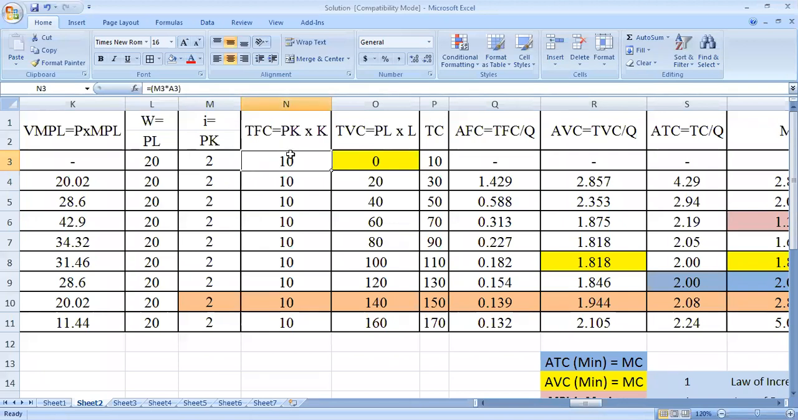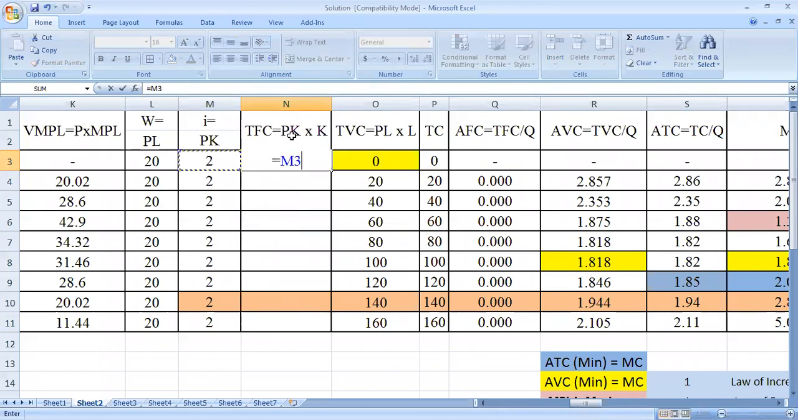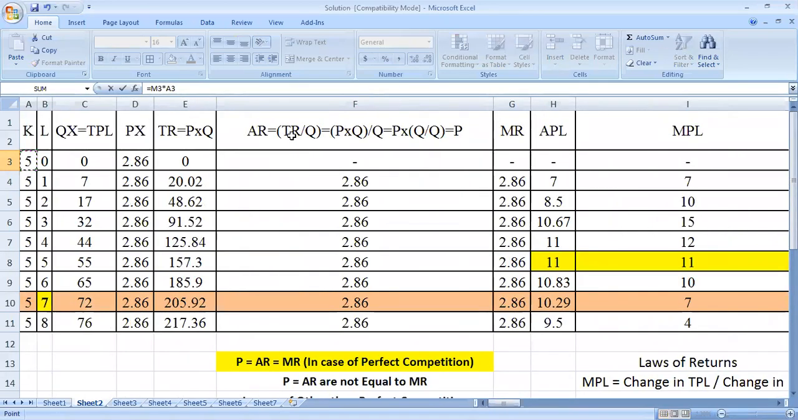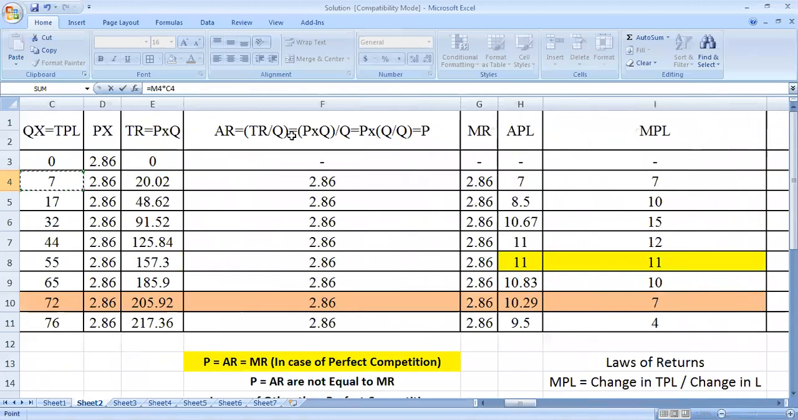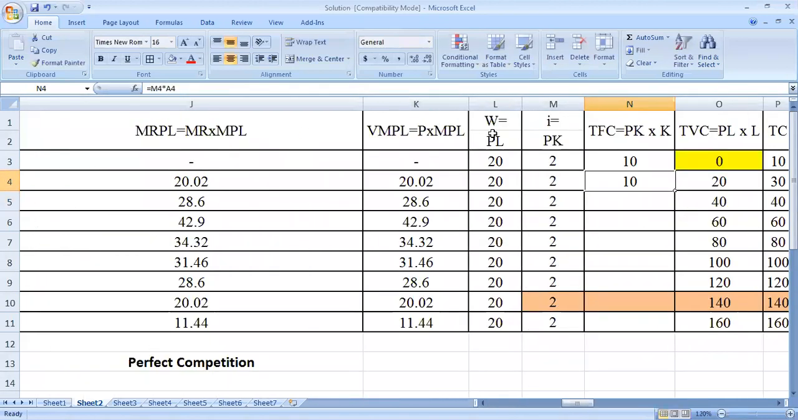Now let's find out the fixed cost. Since capital is the fixed input, to find the value of fixed cost you just need to multiply the price of capital by the units of capital. Units of capital are 5. So when you multiply 2 with 5, the answer should be 10. Again, look at this 2. When you multiply this 2 with the fixed units of capital, the answer is 10. So it will remain fixed, equal to 10.